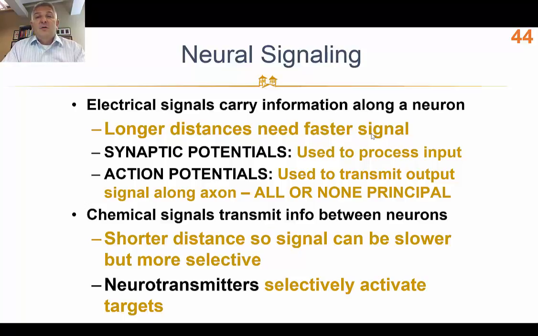So the benefit of neurotransmitters is that we get selective activity in targets. We also avoid crosstalk, right? If we have multiple neurons releasing chemical signals, those chemical signals have specific effects. Whereas if they were all just releasing electricity, we wouldn't know where the electricity was coming from.